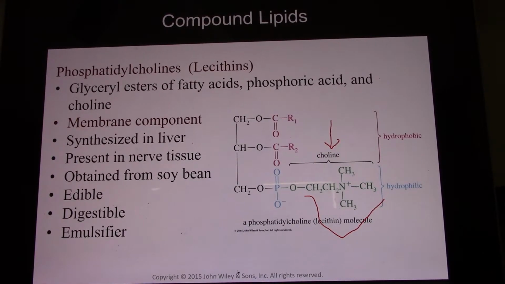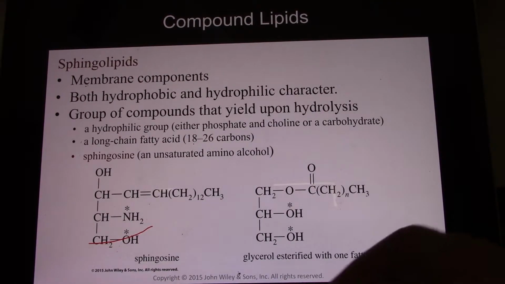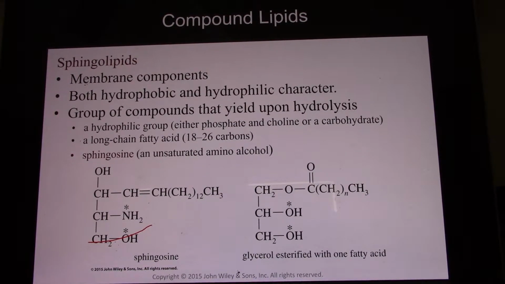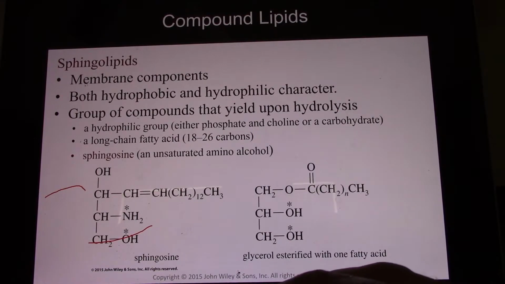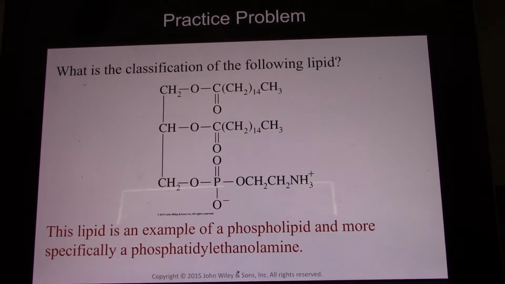So if we go back to our sphingolipids, we notice that the structure of sphingosine is kind of sort of similar to the structure of glycerol. And so again, sphingosine will come up a lot in biochemistry as a major biological compound when we talk about glycolipids.